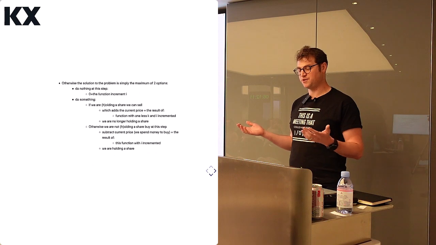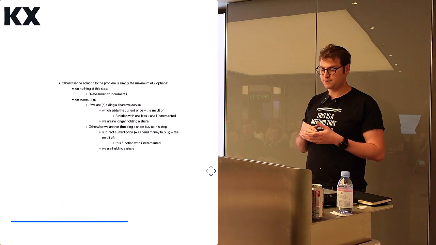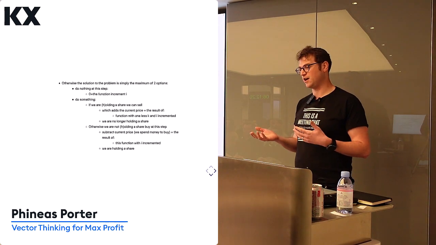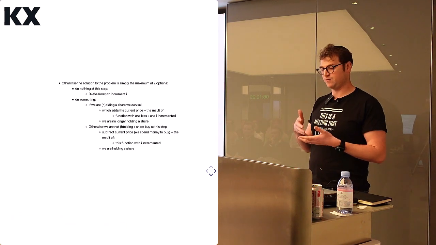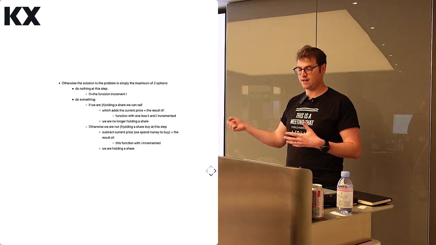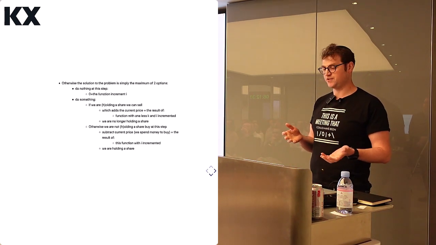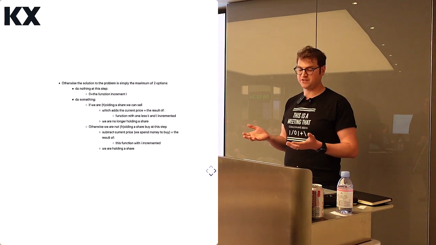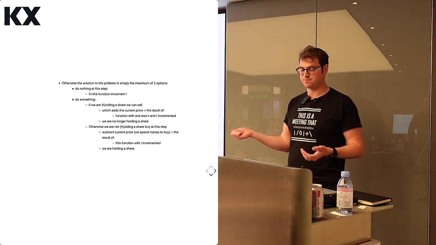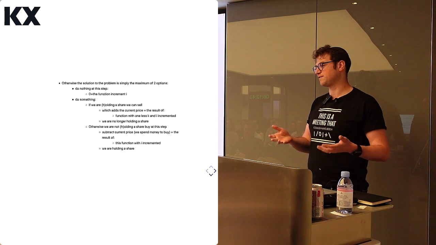Otherwise, we only can do one of 2 things. We can do nothing at the current step, so we're just going to return the function with I incremented, or we can do something. But if we can do something, we can do one of 2 things. If we're holding the security, we have to sell, because we're not allowed to hold more than 1 unit. So if we sell, we're going to add the current price and the result of calling the function with 1 less transaction and I incremented. Or if we're not holding the security, we should buy at this step. So we're going to buy, and we're going to subtract the current price. We're going to spend the money to buy at this current price. And we're going to add the result of calling this function with I incremented, and we're left holding a share.